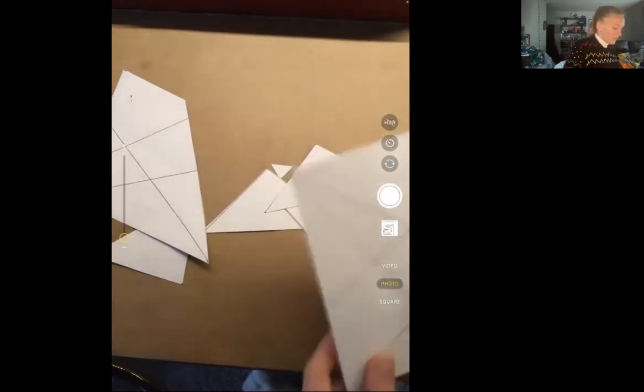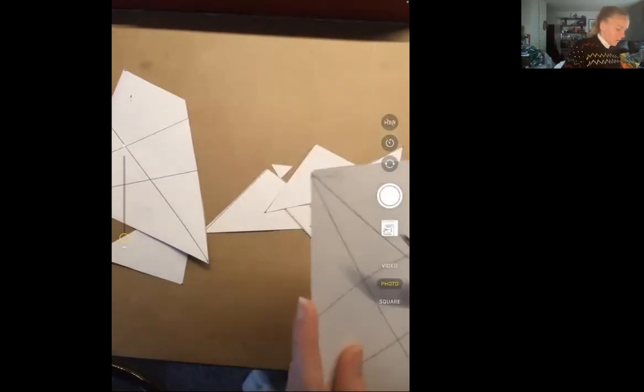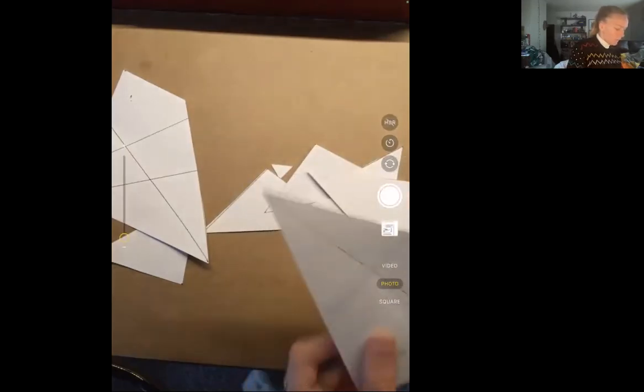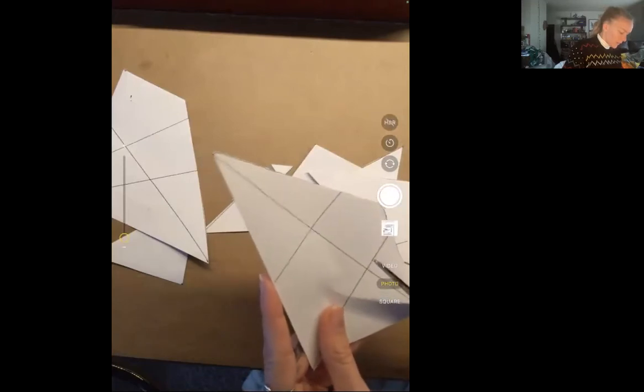Try your best for this. It may be hard for some people, but that's okay. It doesn't need to be perfect. That's not the point of this activity. We are talking about triangles today.